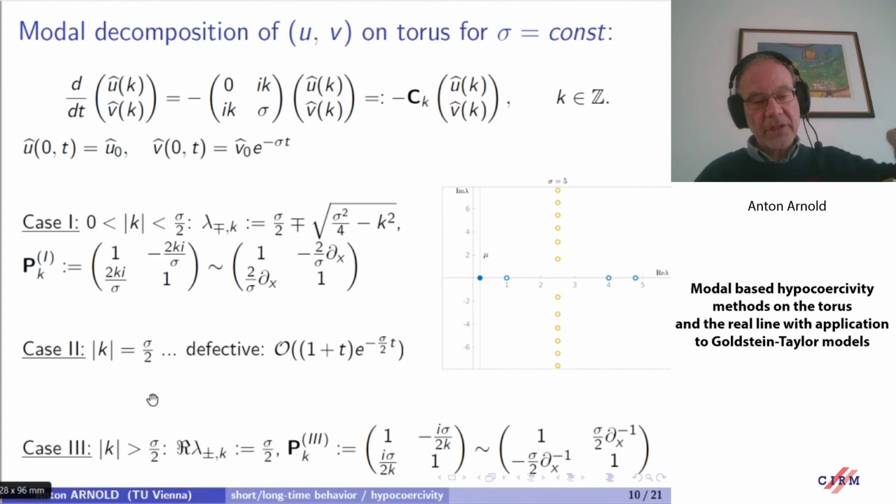Then we have the third case. In the third case, this is for the large modes. We have complex conjugate eigenvalue pairs. Their real part is always sigma over 2, and the corresponding scaling matrices look like this. So again, I want to consider them as a family of matrices with this modal index k. Now, when I consider this matrix family in physical space, they become a family of pseudo-differential operators with this inverse derivative operator here in the off-diagonal term.